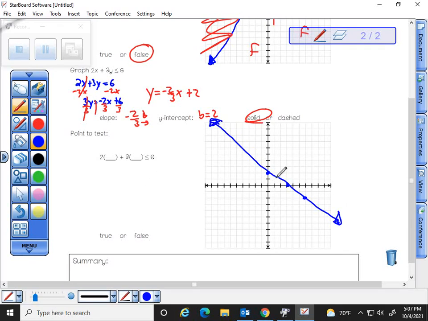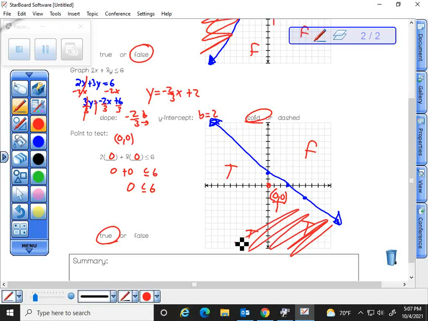I'm going to test a point that's not on it, and again, I always test 0, 0 when I can. So I'm going to test 0, 0. That means from the original, put 0 in for x, 0 in for y, and I'll get 0 plus 0 less than or equal to 6. 0 plus 0 is 0, less than or equal to 6. That is a true statement. Since the 0, 0 is a true statement, I'll put a little t here, and that means everything on the same side is true. That means this side is false. So true side, false side, shade the true side.